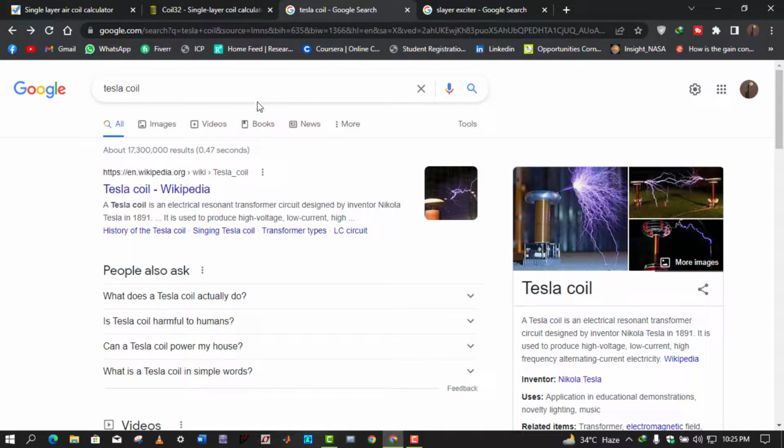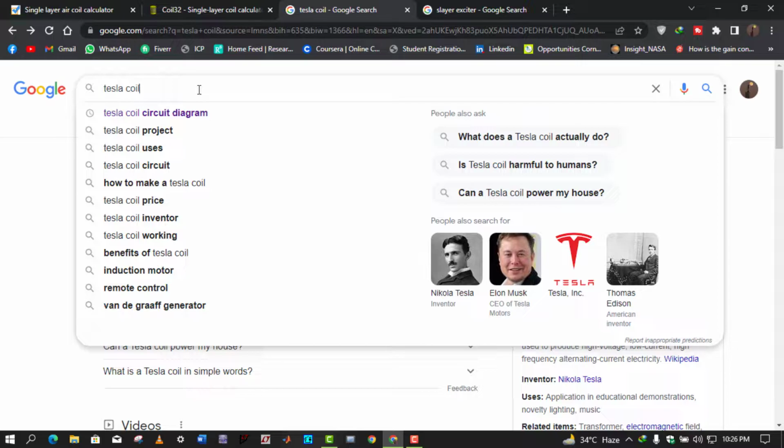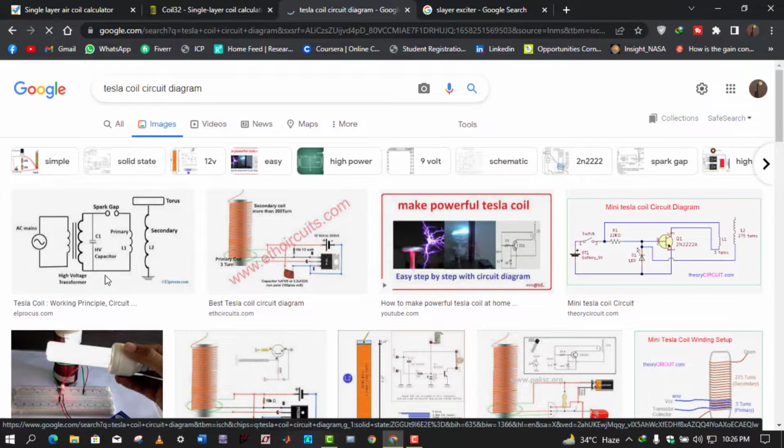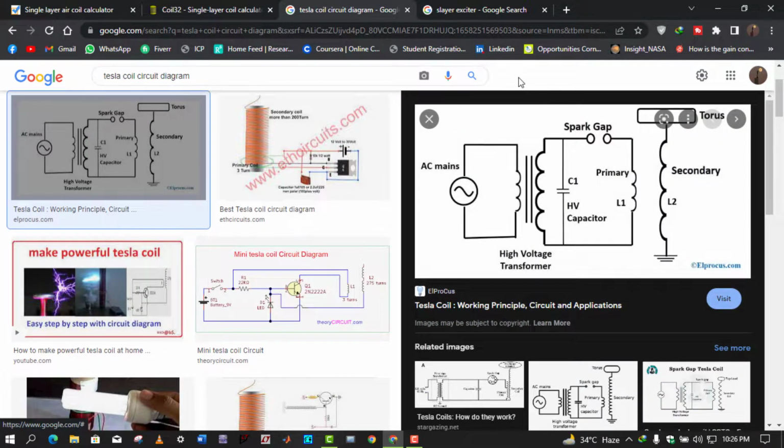What is a Tesla coil? As we know, a Tesla coil is an electrical resonance transformer that can generate a very high AC voltage with very high frequencies, like in kilohertz or megahertz. The Tesla coil was first invented by Nikola Tesla, and it can generate a very high voltage, low current, high frequency alternating current. I will discuss its circuit diagram, like what is the circuit diagram that Tesla invented.